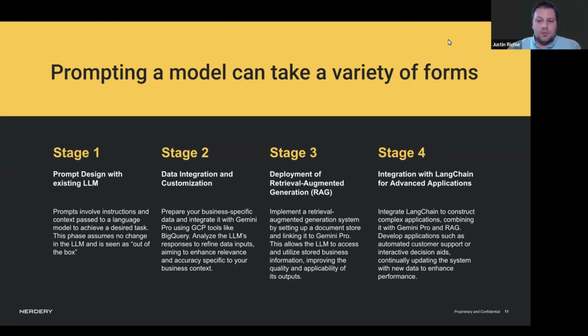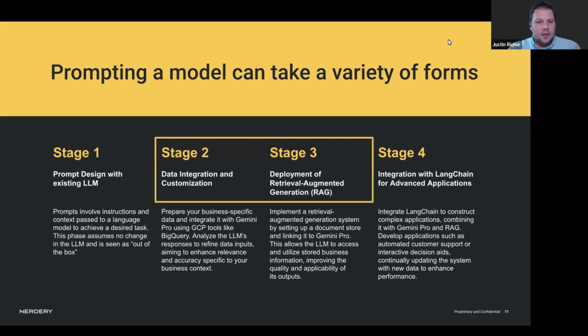From a stage four perspective, that's when you're fully building AI agents and AI applications. Being able to combine RAG and LangChain allows you to build customer support tools, interactive decision aids. This is really where there's a lot of excitement in the industry right now, being able to build these AI apps, and the new buzzword that's coming out is AI agents as well. Like I said, we're really between stage two and stage three for this conversation. For our June webinar, we'll be between stage three and stage four.